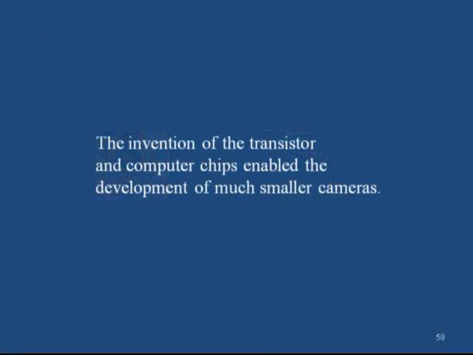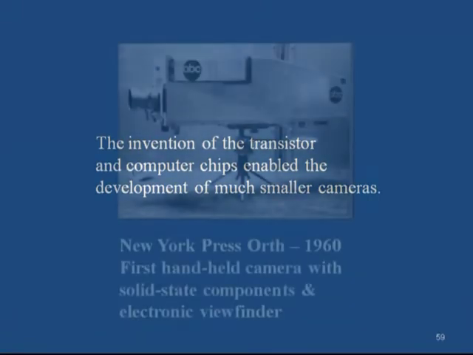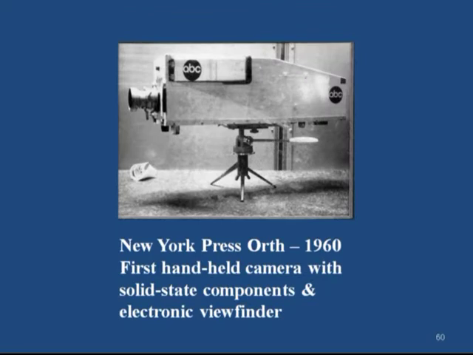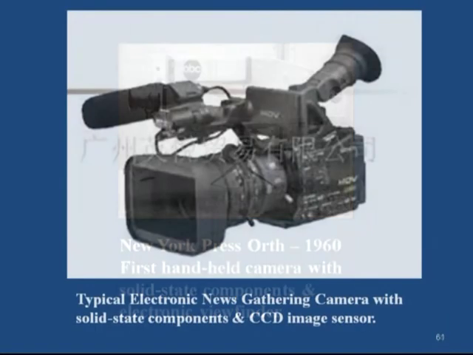The invention of the transistor and computer chips enabled the development of much smaller cameras. So we put together this camera, which inside it housed an image orthicon. It had an electronic viewfinder, first time, and all the components inside were solid state. That was used for several years. We covered smaller cameras that were using much smaller pickup tubes.